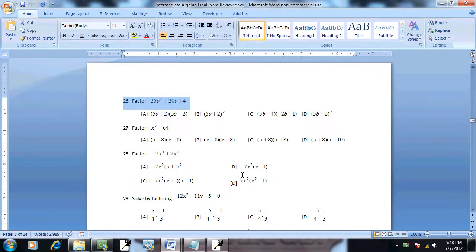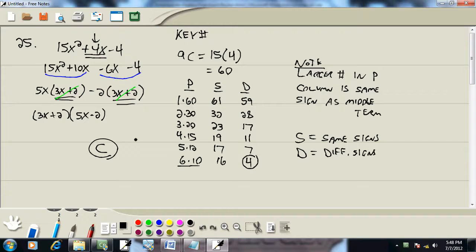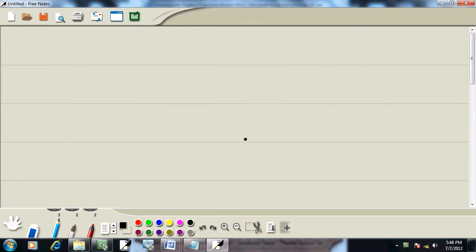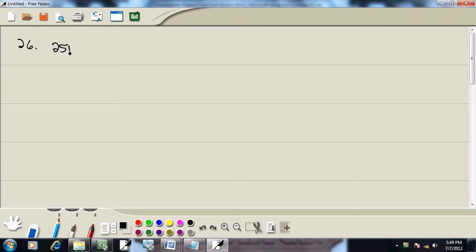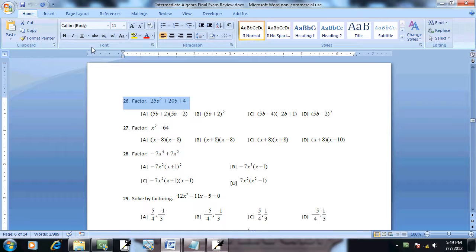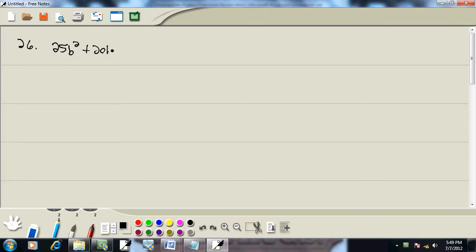Take a look at number 26. Another factoring problem. And we've got 25b squared plus 20b plus 4.